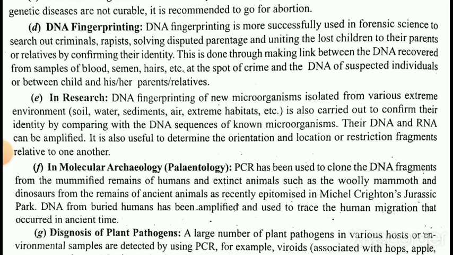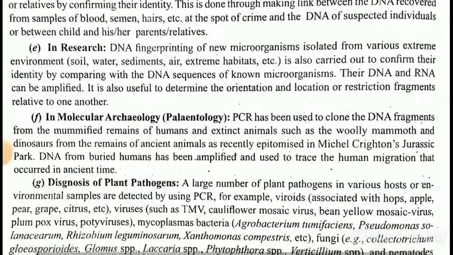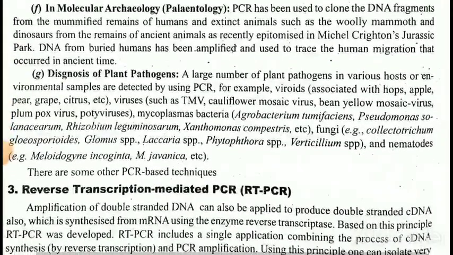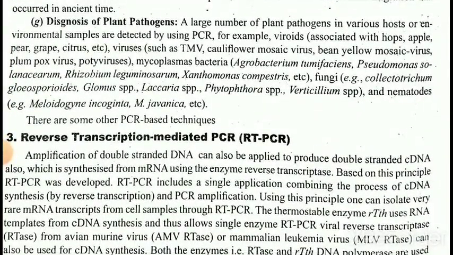A large number of plant pathogens in various hosts or environmental samples are detected by using PCR, for example, viroids associated with hops, apple, pear, grape, citrus, etc., viruses such as TMV, cauliflower mosaic virus, bean yellow mosaic virus, plum pox virus, potyviruses, mycoplasmas, bacteria, Agrobacterium tumefaciens, Pseudomonas solanacearum, Rhizobium leguminosarum, Xanthomonas campestris, etc., fungi, e.g., Colletotrichum gloeosporioides, Glomus spp, Laccaria spp, Phytophthora spp, Verticillium spp, and nematodes, e.g. Meloidogyne incognita, M. javanica, etc.